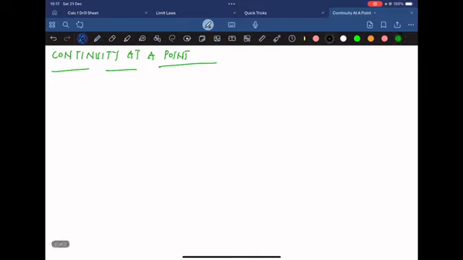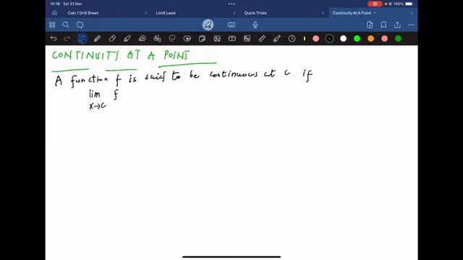So a function f is said to be continuous at a point c if the limit as x approaches that point of our function is equal to f evaluated at that point.